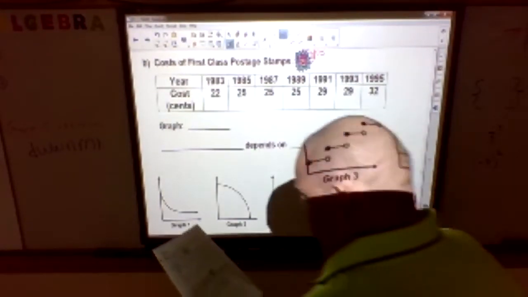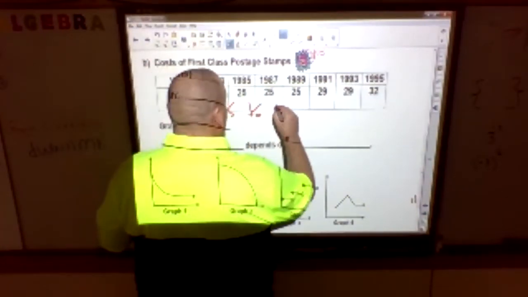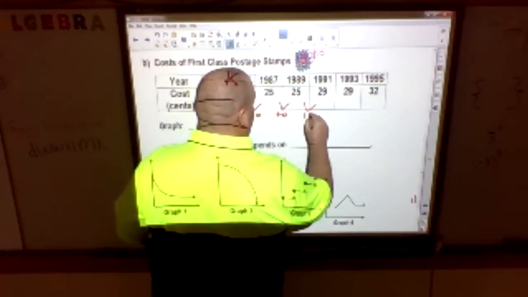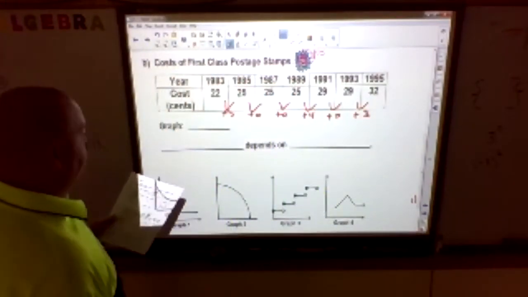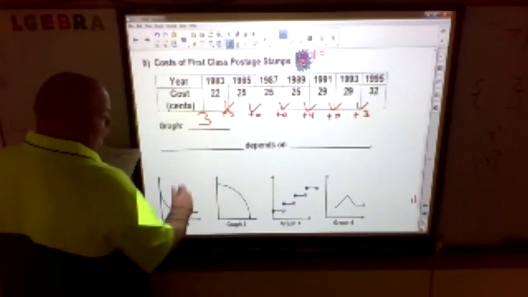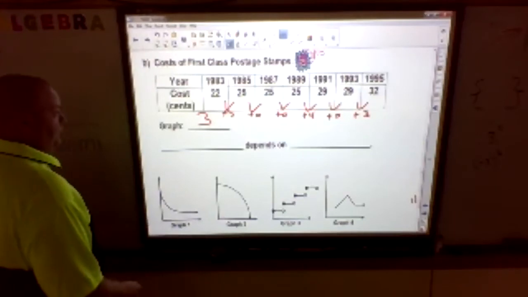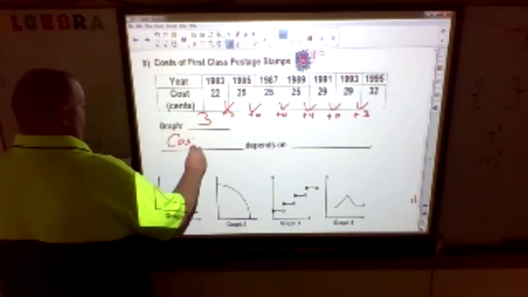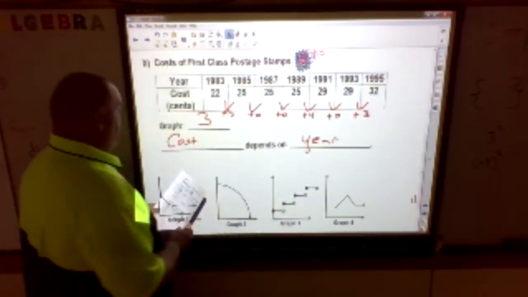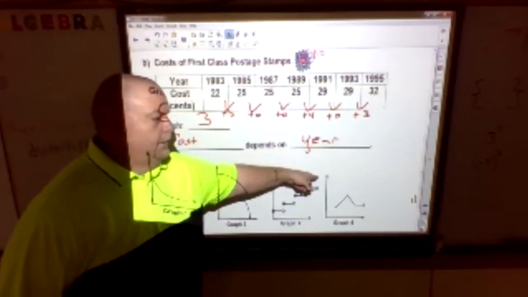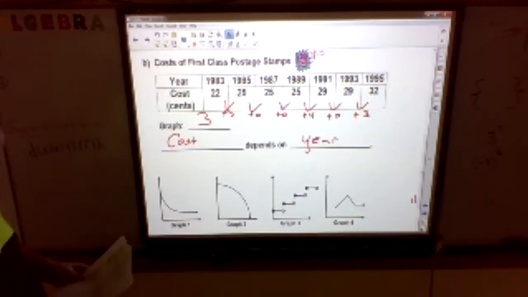All right, so here we increase by 3, increase by 0, increase by 0, increase by 4, increase by 0, increase by 3. That means the graph down here is graph 3. See, there's a lot of steadiness here. That's why it's graph 3. So the cost depends on the year. Basically, the dependent depends on the independent, or the y depends on the x. That's how it always falls.